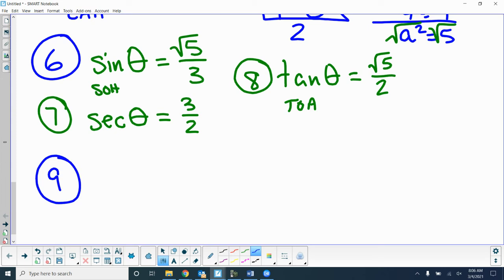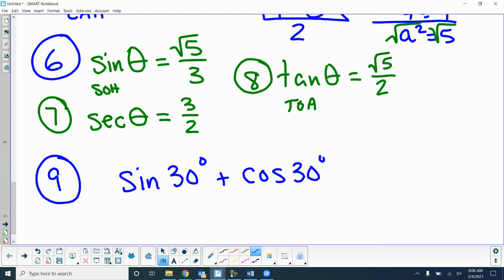All right, now, number 9, it says find the exact value, right? So it needs to be a fraction or in radical form. I don't want a decimal answer. That is not what I'm looking for. Okay? So this one is sine of 30 degrees plus cosine of 30.